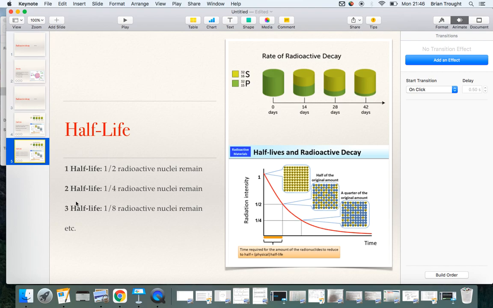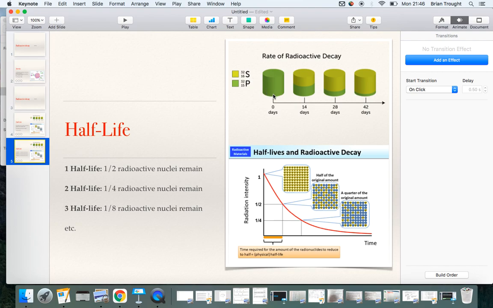If we went for three half-lives, we'd have an eighth of the original number of radioactive nuclei remaining. Four half-lives would be 1/16, 5 would be 1/32, and so on and so forth. Let's look at it visually. So we have two elements here, just call them element P and element S. Element P is a radioactive element, and we have a sample there with only element P. When it undergoes decay, it becomes element S.